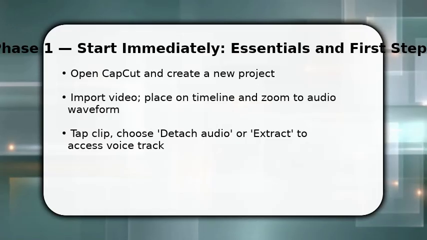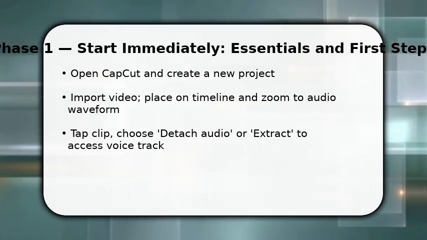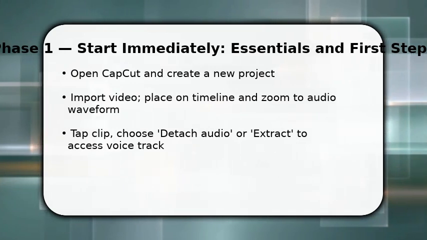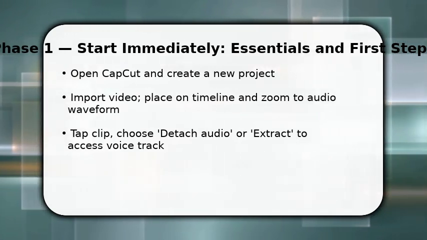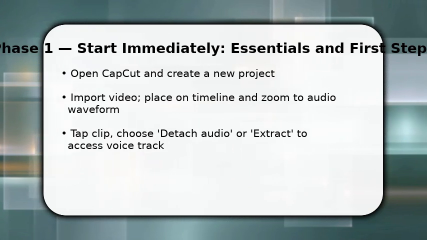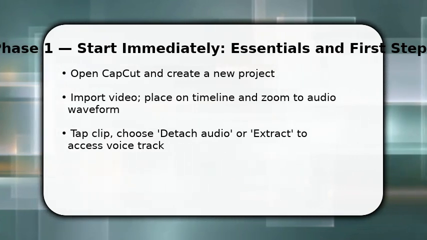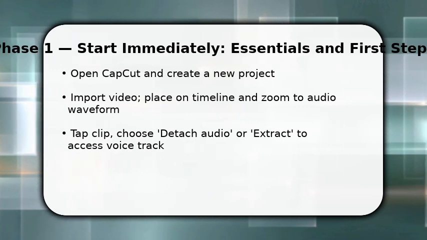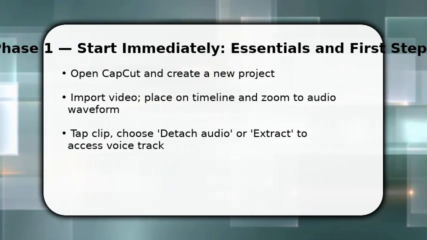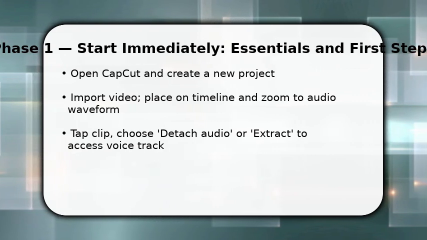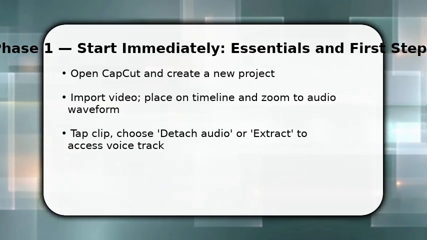Enjoy the video. You're starting in CapCut with your video on the timeline. This step gets the audio isolated so you can change it. First, import the clip and zoom the timeline until the waveform is visible. Once done, select the video and use Detach Audio or Extract Audio so the voice becomes its own track.